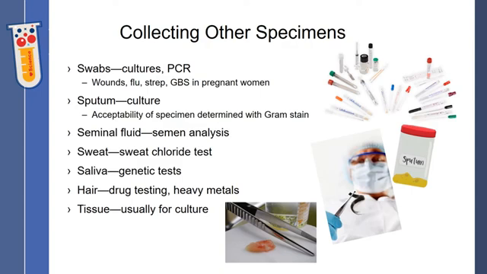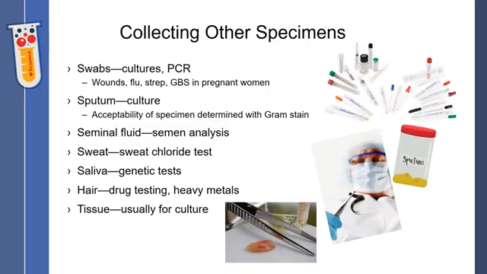Seminal fluid would be sent for semen analysis. There's not a whole lot of labs out there that do that. Generally that might be sent off or done elsewhere. Sweat might be collected. An example could be for a sweat chloride test for an infant, which is a confirmatory test they do for some of the newborn screening. Saliva might be sent. You can do genetic testing on that.